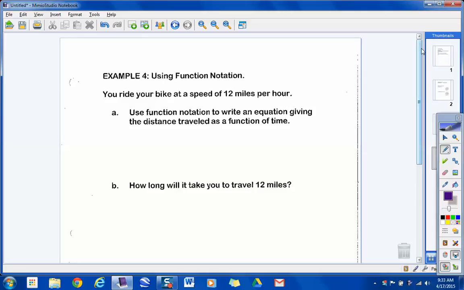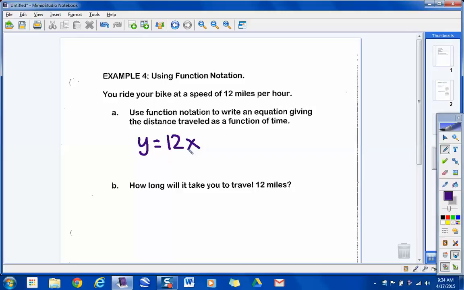So couldn't I say right up here, guys, the distance that I make it, if I say y is my distance traveled, that would equal 12 times the number of hours I travel, wouldn't it?